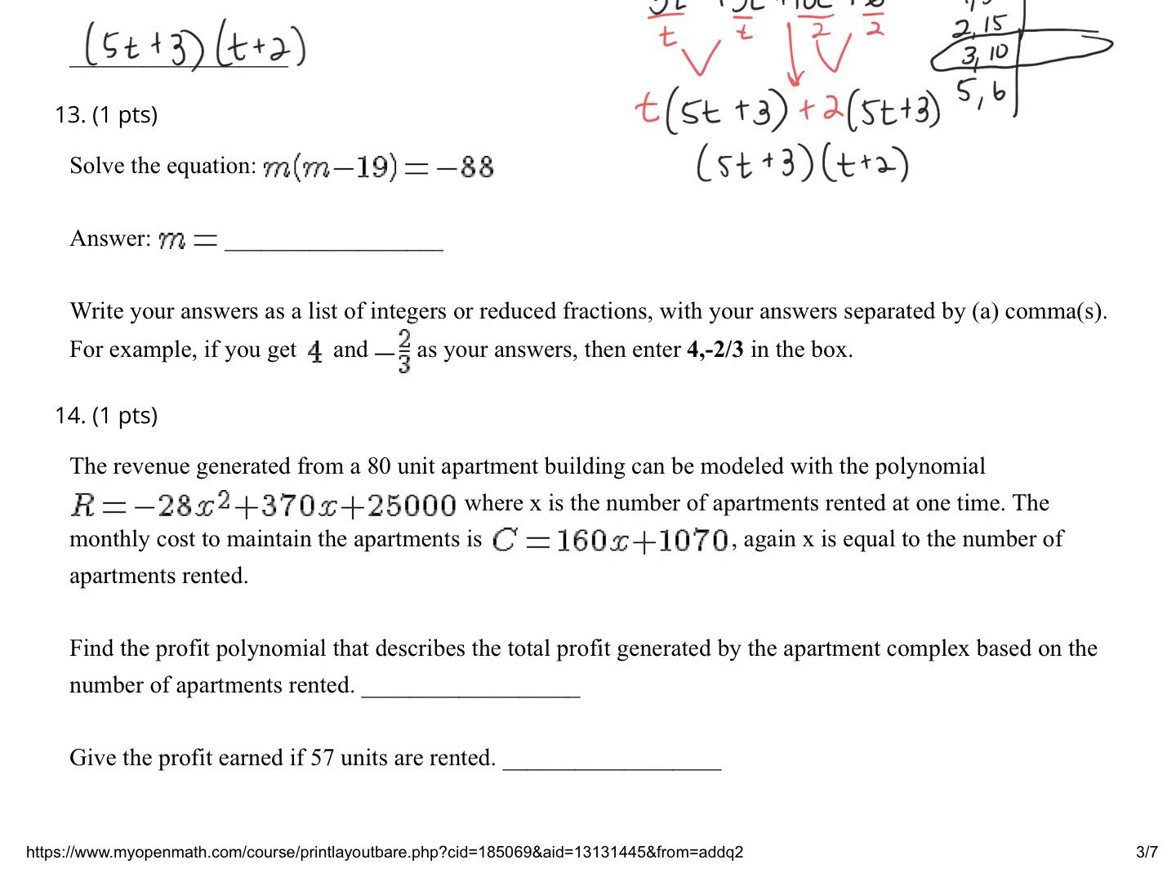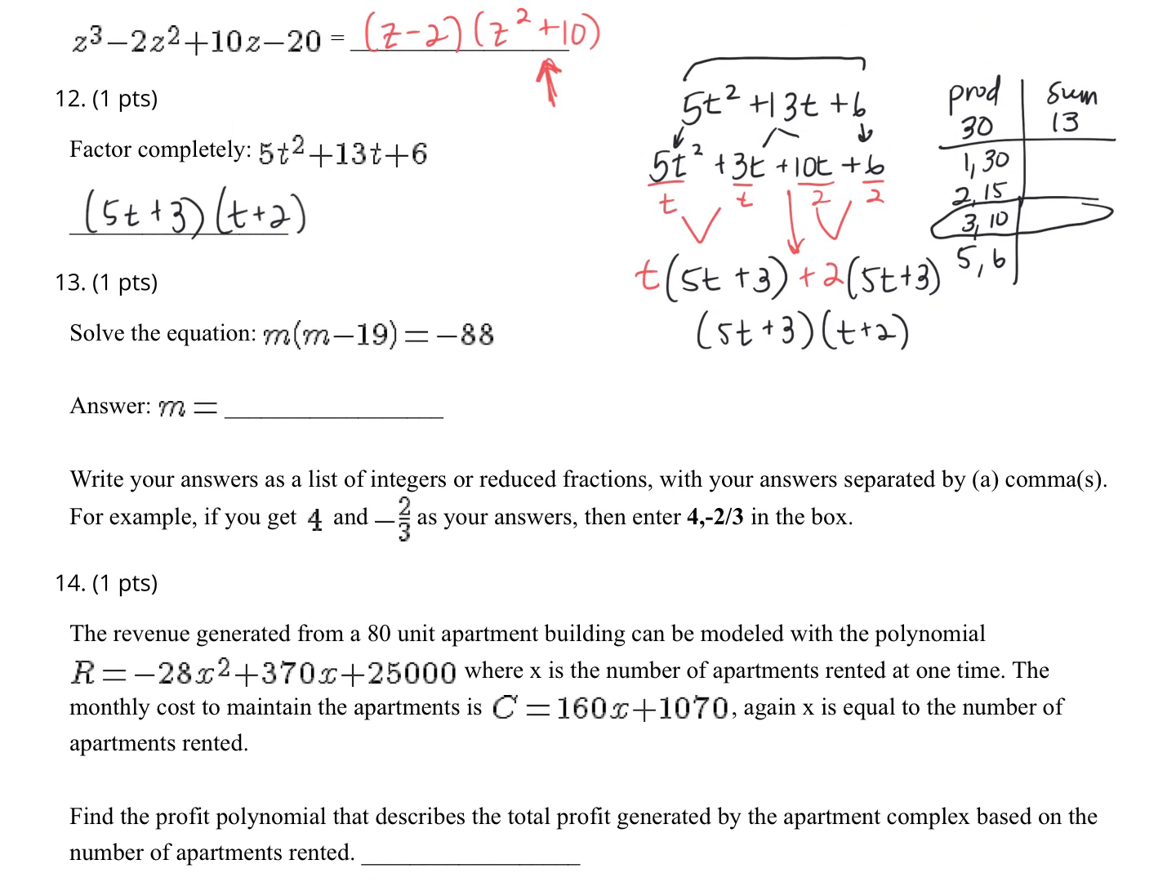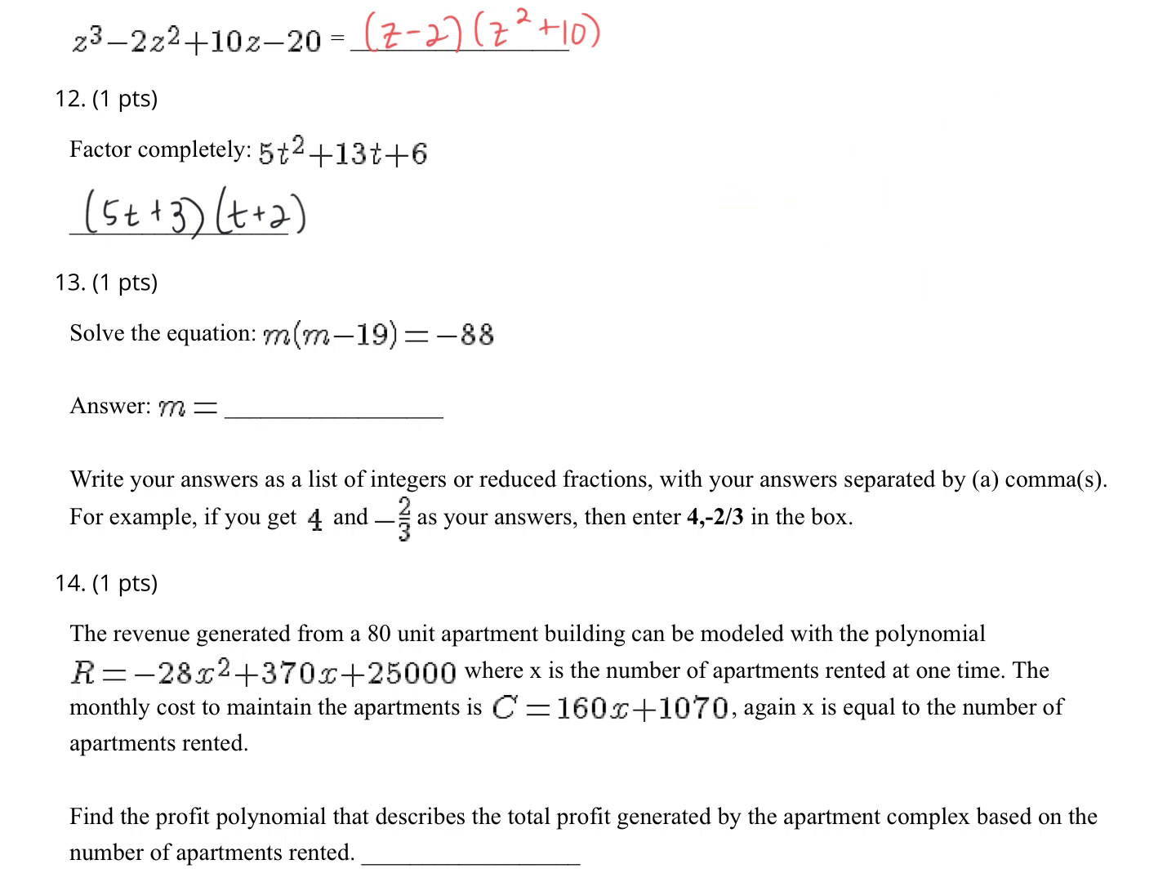All right, number 13, solve the equation. I'm going to go back up. I'm going to need some room for scratch work here. So at first it looks like it would be good that the left side is factored, but since it's not set equal to 0, that's actually not helpful. So I'm going to have to distribute first. So I'm going to get m squared minus 19m is equal to negative 88. And then I want to move that to the other side of the equal sign. So I'm going to add it to both sides. So m squared minus 19m plus 88 is equal to 0.